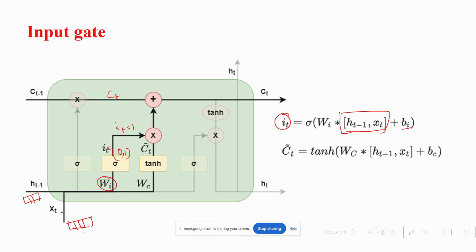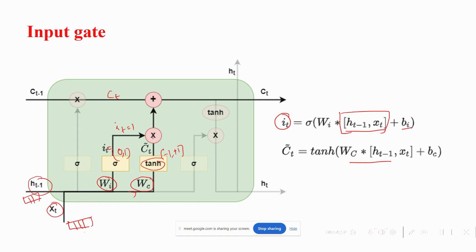At the same time, the same operation is carried forward here also. We concatenate HT minus 1 with XT, and then multiply by the weight of the present node, WC. Then we add the bias term in the current cell, and then apply the tan h function. The tan h value is between minus 1 and plus 1.